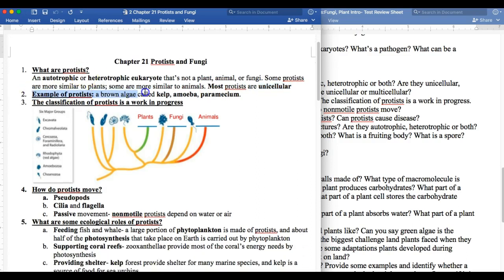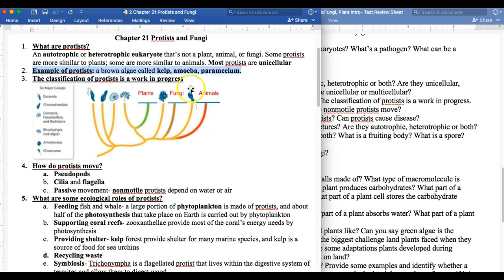Next one, examples of protists. It could be a kelp, amoeba, or paramecium. What you need to know is that a kelp is kind of like a seaweed attached to the bottom of the ocean. A kelp moves through passive movement. Non-motile protists depend on water or air. So this part on how protists move is associated with kelp.